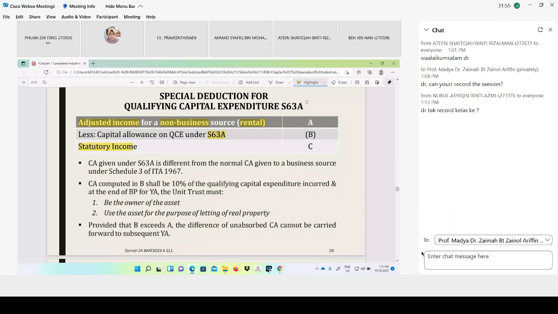Alright. It's not a normal CA given, like I mentioned to you just now, and it is only 10% of the QCE. The rest is the same, like you will learn in your principles: you must be the owner, use the asset and so on, right?